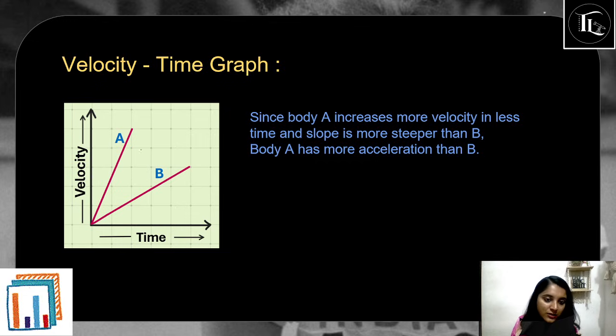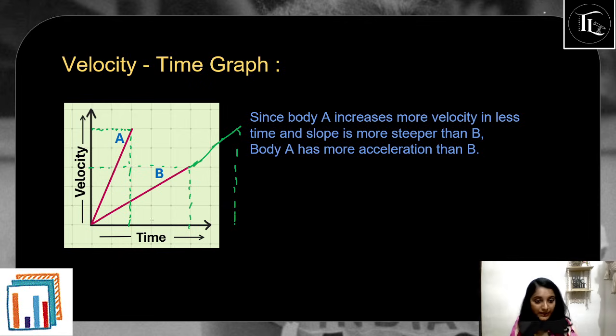Again, we have two curves here, A and B. In this one, which of these bodies will have more acceleration? I'm not talking about who is faster. Which one of them has more acceleration? So you will look at the steepness. A is steeper than B. And you know that A has reached higher velocity in less time, while B reached a certain velocity in more time. It might have reached the same velocity, but it would have taken much more time. So that means A has more acceleration than B.